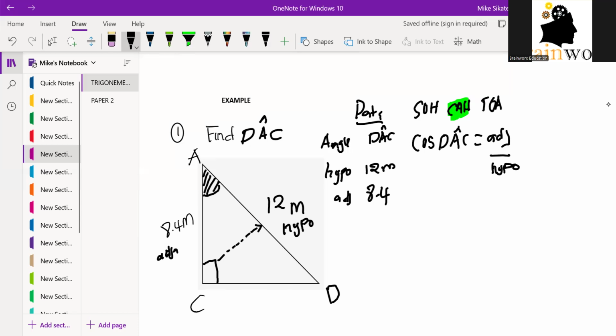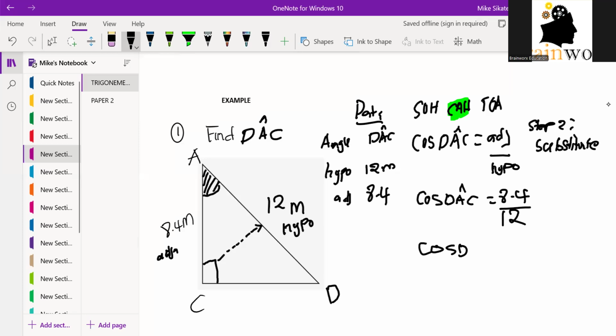So our next step, step 2, we have to now substitute. So what do we have here? Cosine of the angle that we want to find, DAC, is equivalent to our adjacent, 8.4, over our hypotenuse, 12. So we'll say cosine DAC. We get our calculator and say 8.4 divided by 12 will give us 0.7.